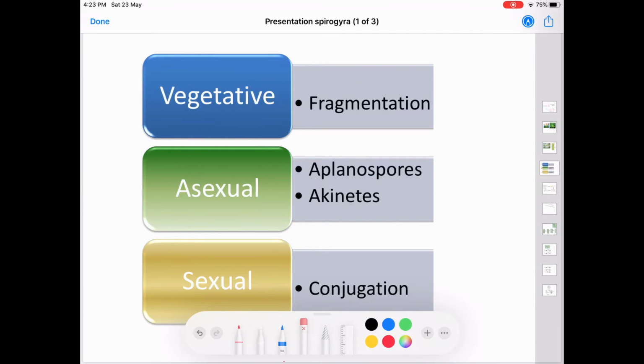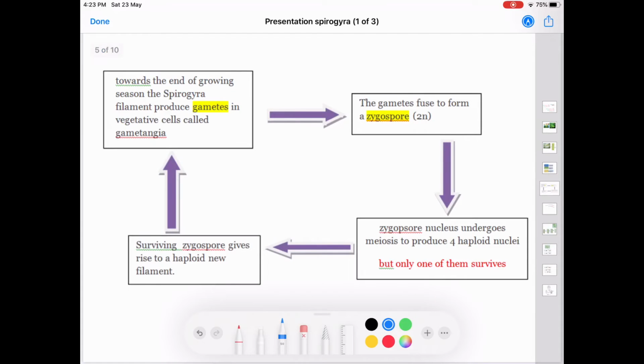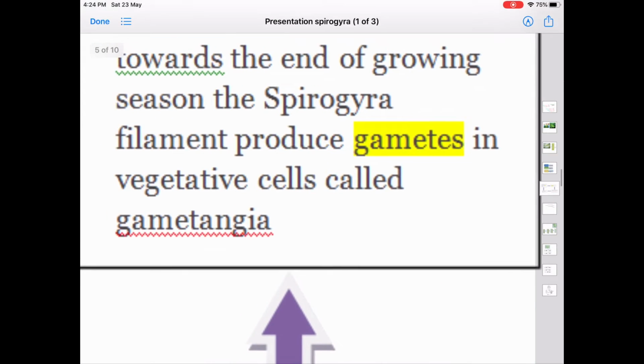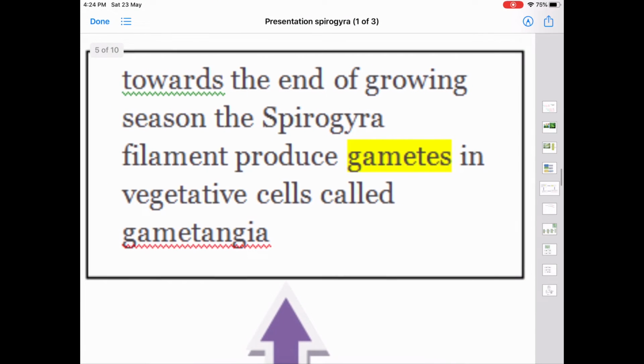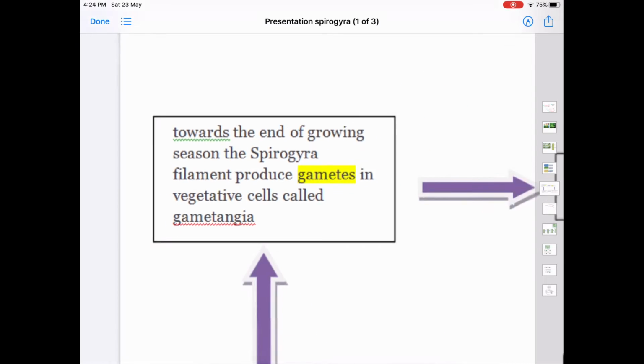Now, the third method of reproduction, sexual reproduction. The sexual reproduction is taking place through the conjugation. During sexual reproduction, there is a cyclic process. First, the gametes are produced inside the gametangia. The first process in the sexual reproduction is production of the gametes inside the gametangia, and this is taking place towards the end of growing season.